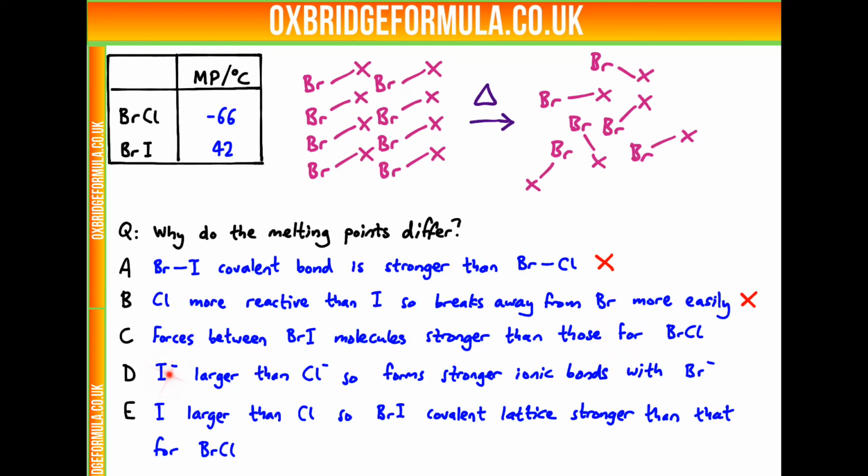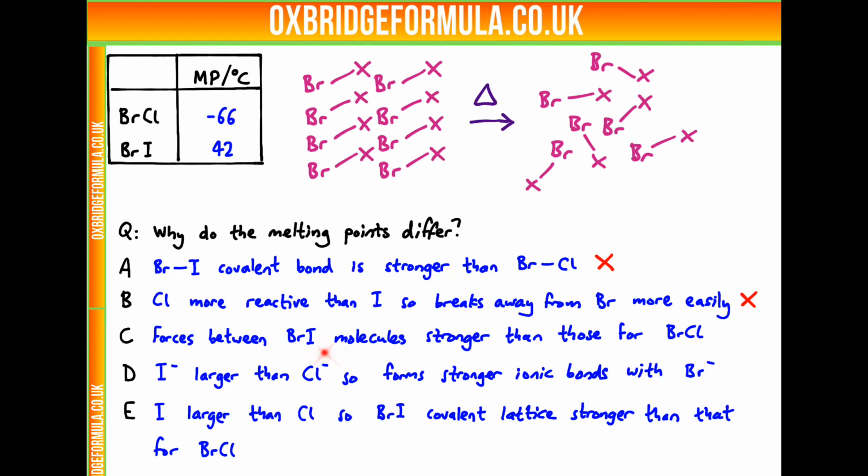Then what about statement C? This says the forces between bromine iodide molecules are stronger than those between bromine chloride molecules. Is that correct? Well, firstly, this is describing the right kind of force. So we can see that it is the intermolecular forces, the van der Waals and dipole-dipole forces, that are being broken during this process, at least partially, rather than the covalent bonds. And is it the right way around? So bromine iodide has the higher melting point, and therefore it will have the stronger intermolecular forces. And that's exactly what is said in statement C.